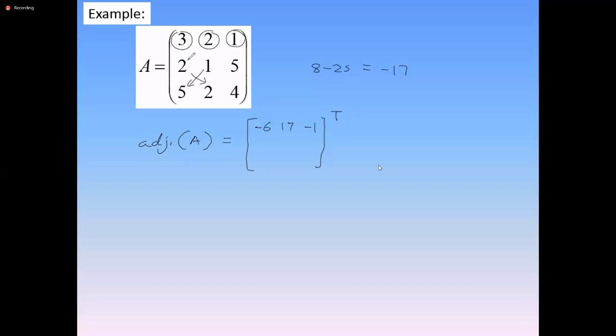And then go to this one. What is the cofactor of that value? If you close this one, it remains 2 by 4 minus 2 by 1. Then that is equal to 2 minus 8. Okay, let's.